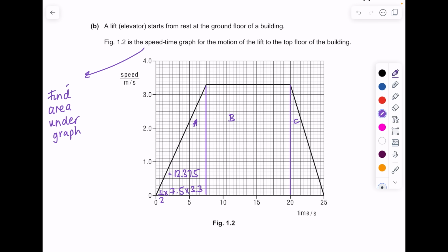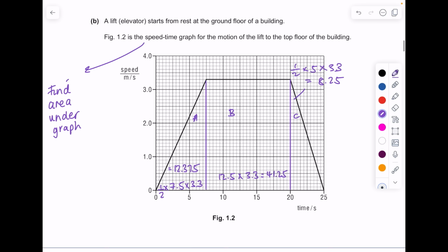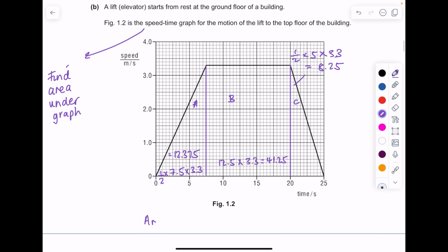What about the area of B? That's slightly more straightforward. We can see that it is 12.5 multiplied by 3.3 again. And now area C, so we've got a triangle again, so we need to multiply by a half. So half times 5 times 3.3. So to find the total distance, we do area A plus B plus C to two significant figures. The distance travelled is therefore 62 metres.